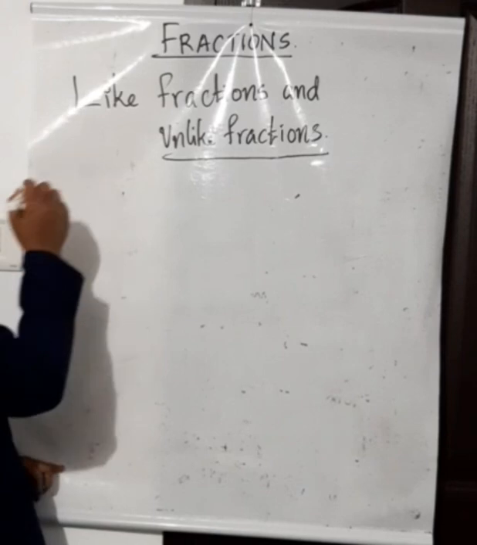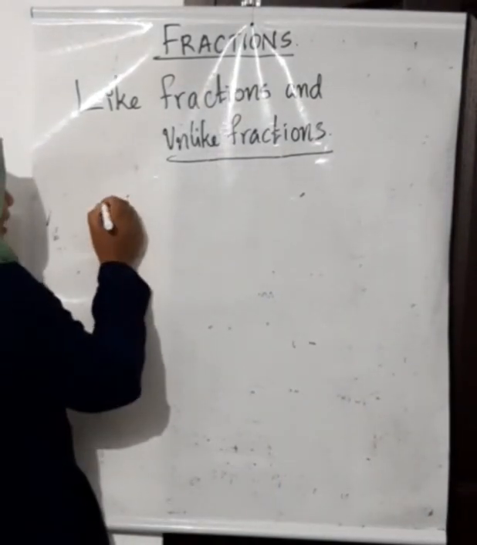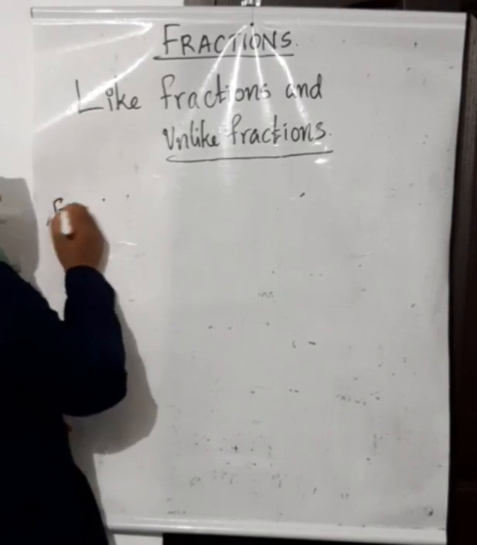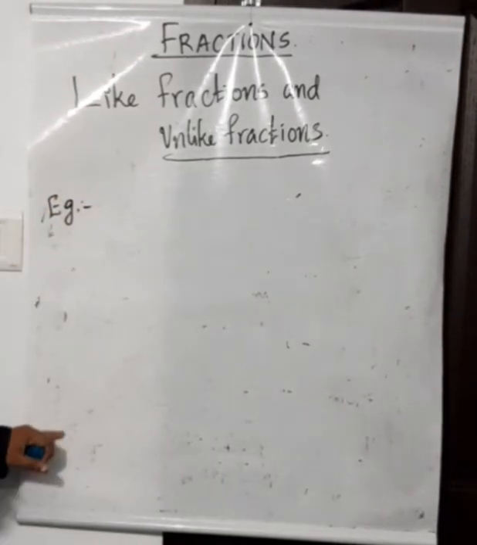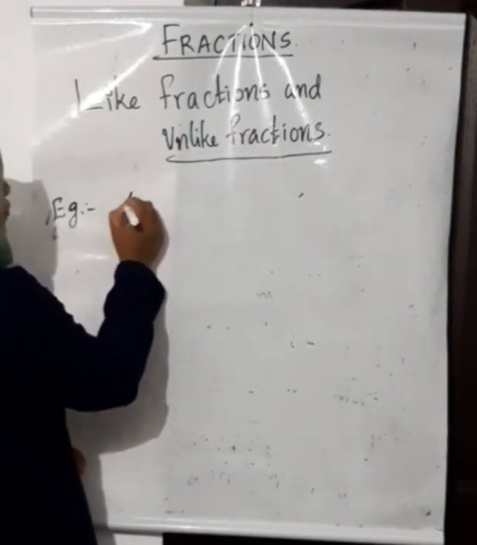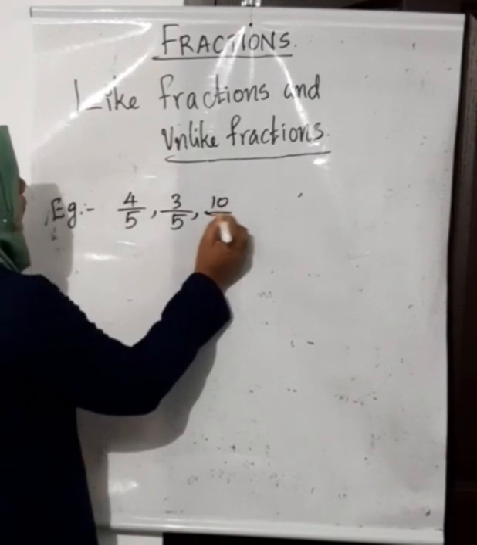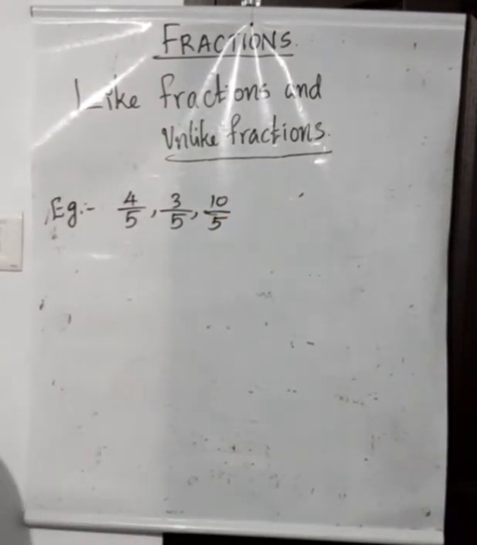The fractions with the same denominators are known as like fractions, isn't it? Then could you say some more examples for like fractions? Each set should contain 3. Any examples with the same denominator. So how will we write the first? 4 by 5, then 3 by 5, 10 by 5. Are they like fractions? Yes. Why? Because their denominators are the same.